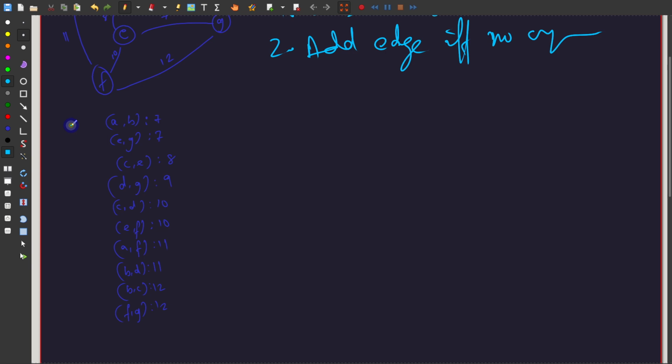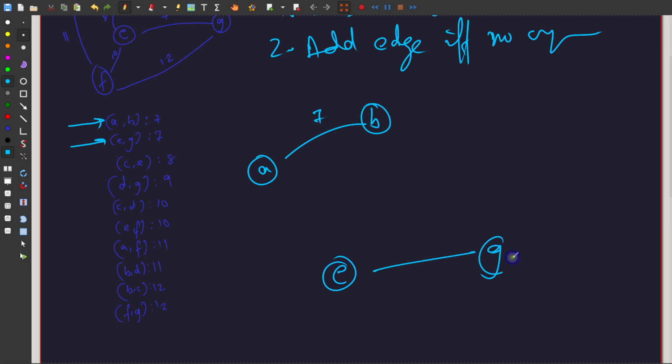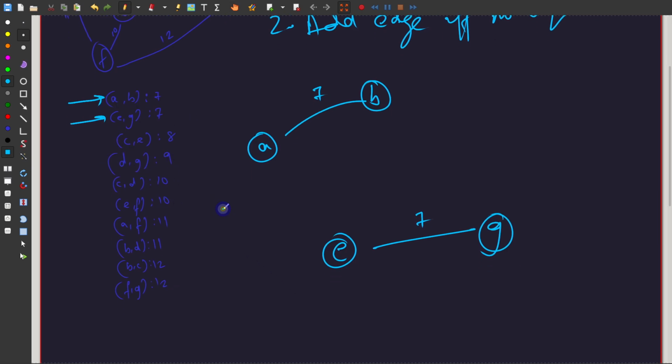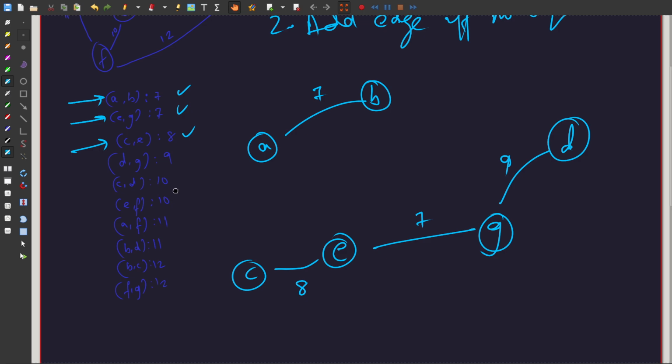So let's start with the first one. We'll add a, b, 7. This can be added, there is no problem. Now you'll notice immediately that the next one, e g, does not connect to ab at all, and that is completely fine. You can just have that as well. Next you have ce which costs an 8, so no problem, we can add ce which costs an 8, so that was added. Next we have dg. Now again dg will be added, which costs a 9.